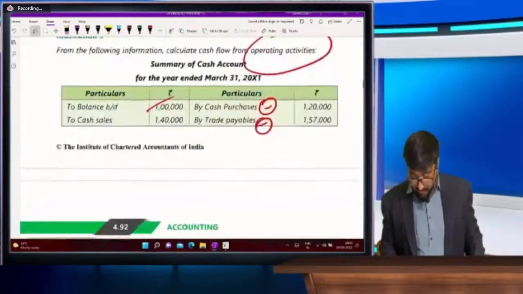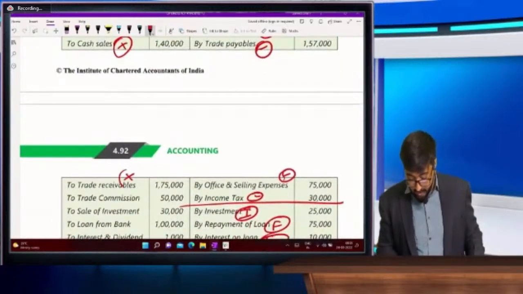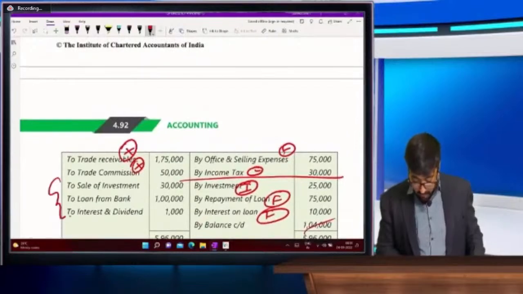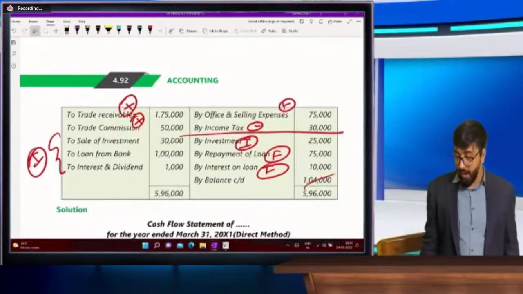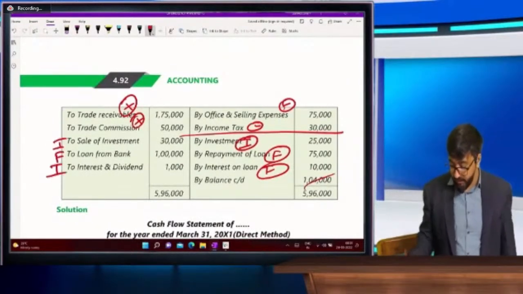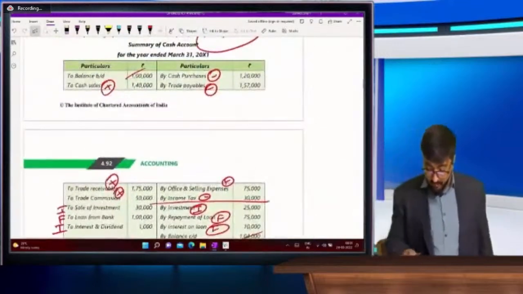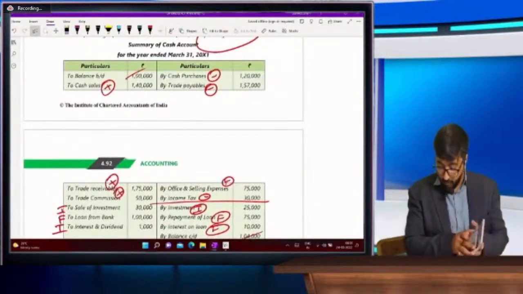Yes, direct method. Cash sales, inflow, operating, trade receivable, operating, sales commission, trade commission, operating, and all these three are investing. Sale of investment, loan from bank. Oh, sorry, loan from bank is a financing. IFI, interest and dividend received is investing. So it's very simple. Take on calci. Yes, yes, yes. All your inflows.